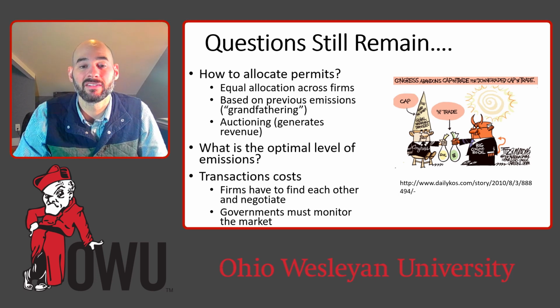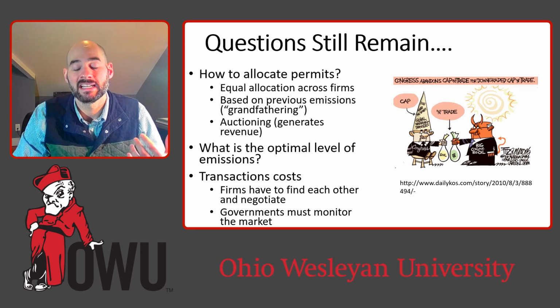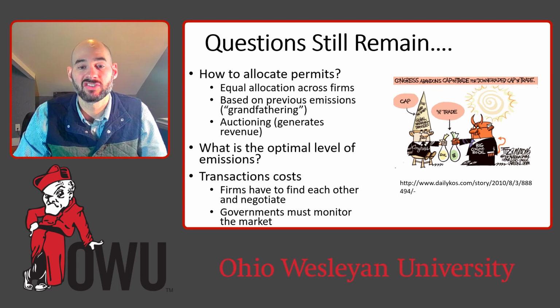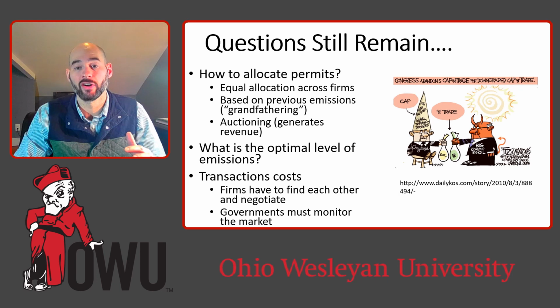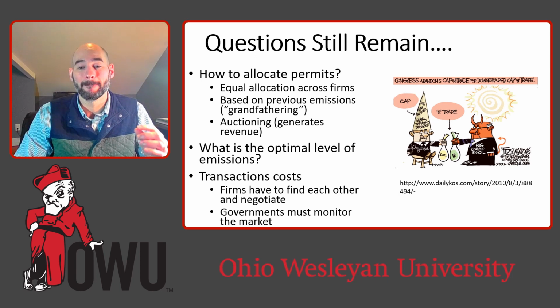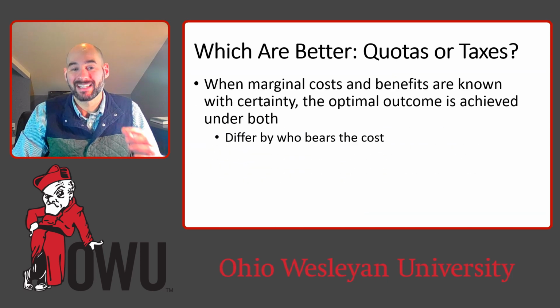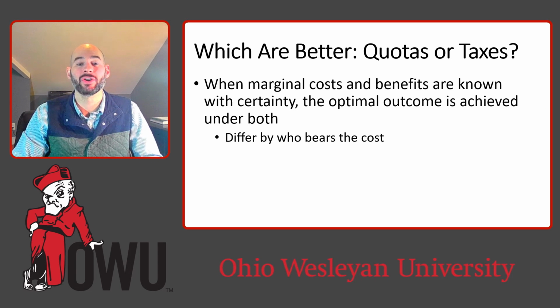And similarly here, firms have transaction costs. There are always frictions in exchanges, and it's going to require administration costs by the government to monitor that market. So again, it's not a panacea, but it's really one of the more efficient solutions that we have. But it's going to give us the exact same solution or outcome as taxes will, when there is absolute certainty about the marginal cost curve.